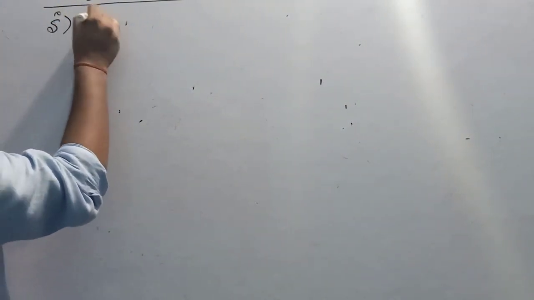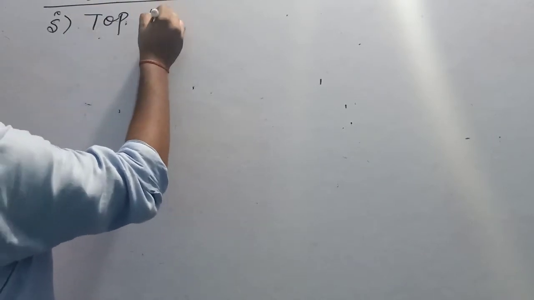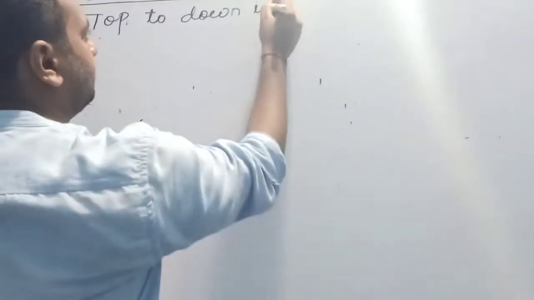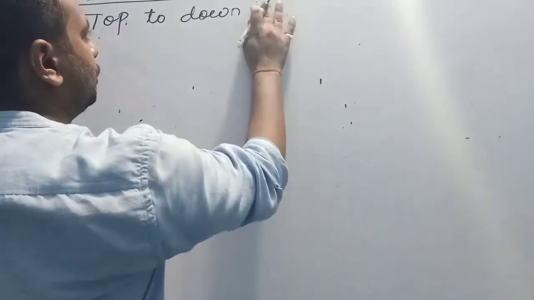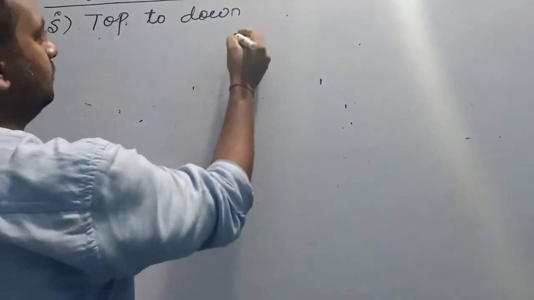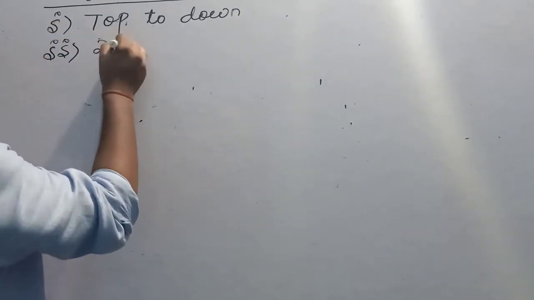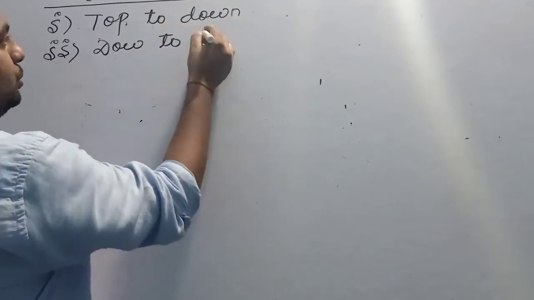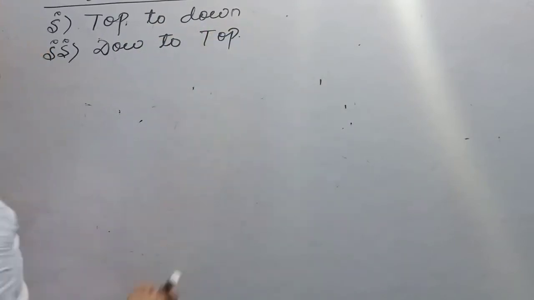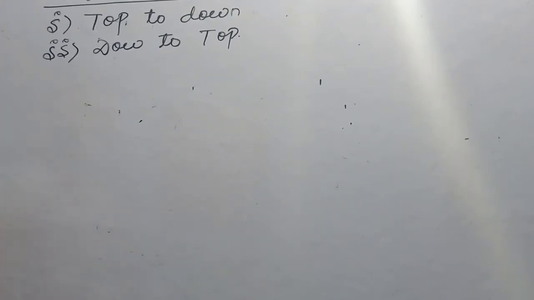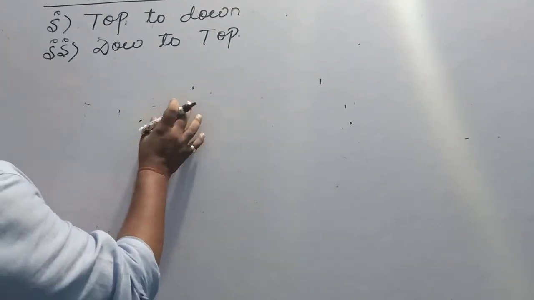There are two cases of projectile motion on incline. The first case is top to down incline, and the second one is down to top. These are the two cases of projectile motion on inclined plane that we have to study in this class.